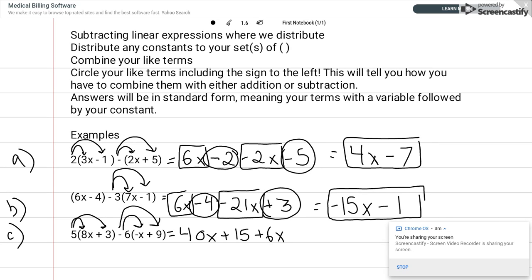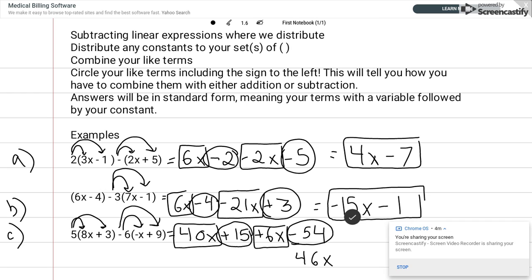Negative 6 times a positive 9 is going to give me a negative 54. So here is one like term, 40x, and another here, 6x. So 40 plus 6 is going to give me 46x. And then 15 minus 54. So this is going to be a negative number. I know that. So off to the side, I'm going to do 54 minus 15, and I'm going to get 39. So it's going to be a negative 39. So my final answer is 46x minus 39.